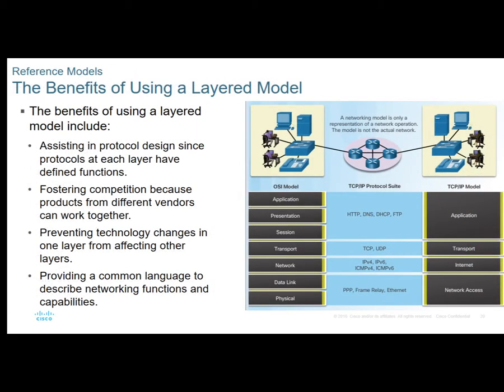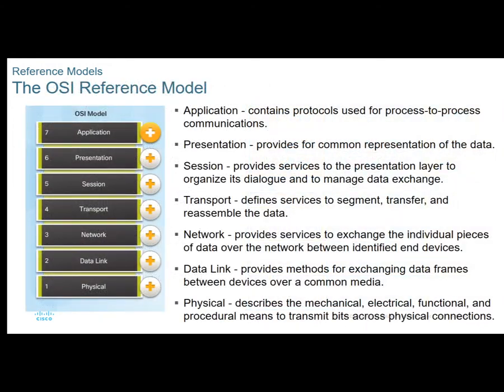So here are some benefits of using a layered model, okay? The benefits of using a layered model include assisting in protocol design, since protocols at each level have defined functions. So you basically know how they're going to work. Fostering competition because products from different vendors can work together. Hey, I got a better router that we can use, and it follows these standards here. Preventing technology changes in one layer from affecting the others. And providing a common language to describe networking functions and capabilities. Again, consistency? Yes. Exactly.